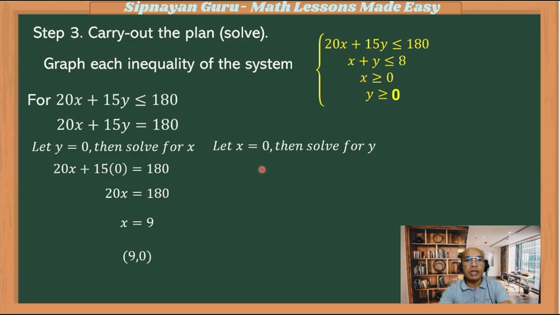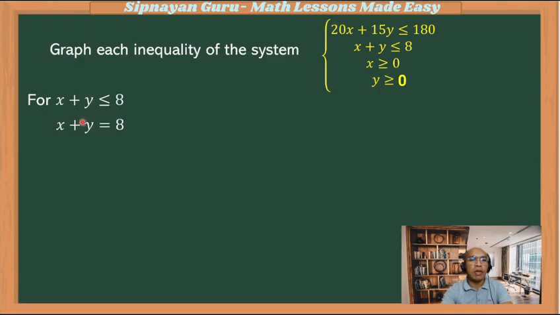For the y-intercept, let x be equal to 0. So this is 20 times 0 plus 15y is equal to 180. So this is 15y is equal to 180. Divide both sides by 15 to solve for y. Our y is equal to 12. The y-intercept is 0 and 12.